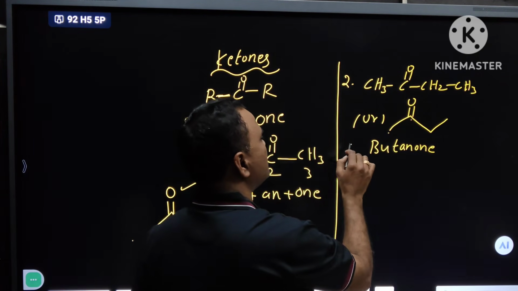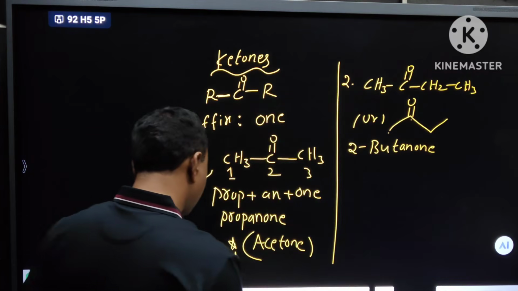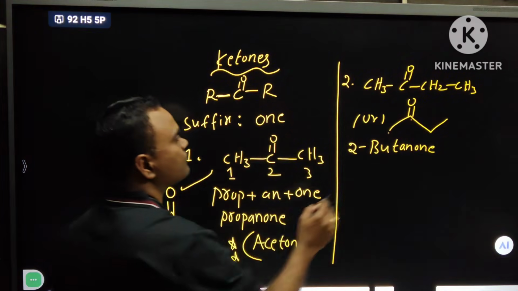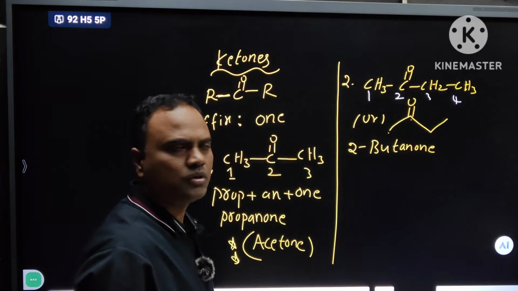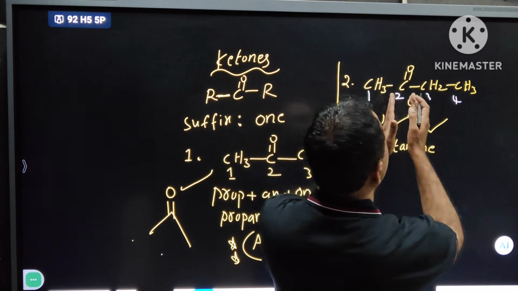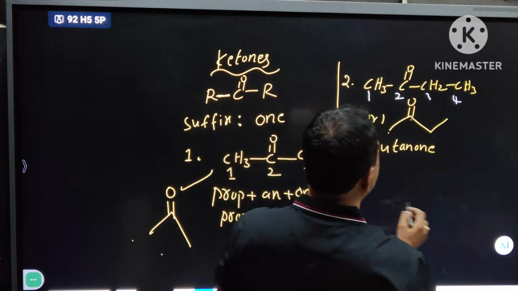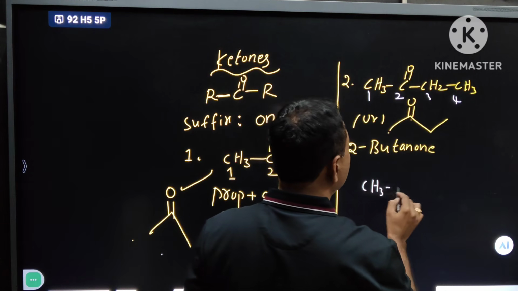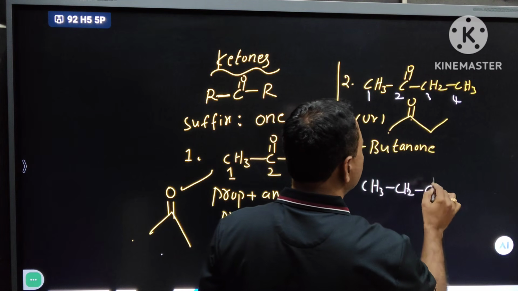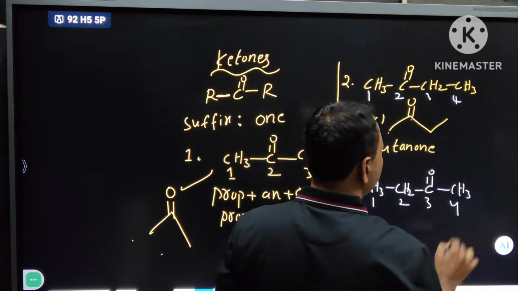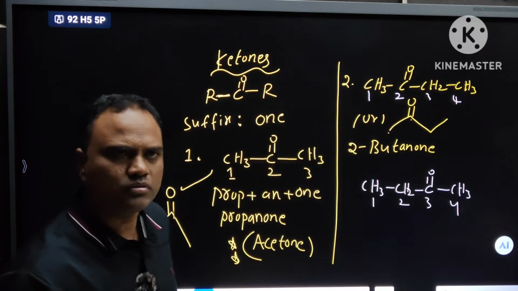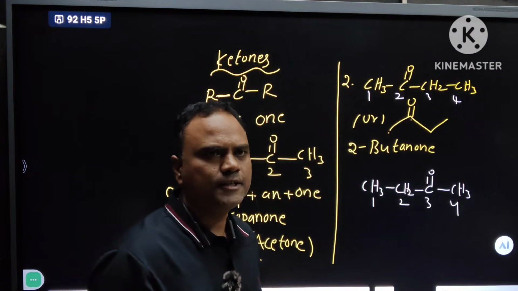Can I write like this? Is it correct if I write like this? 1 2 3 4, 2 butanone. Now you tell me what happens if I write this C double bond O on this side. Say its name. I'm changing the position of C double bond O. Then what is its name? 1 2 3. Correct only, no? 3 butanone, right?